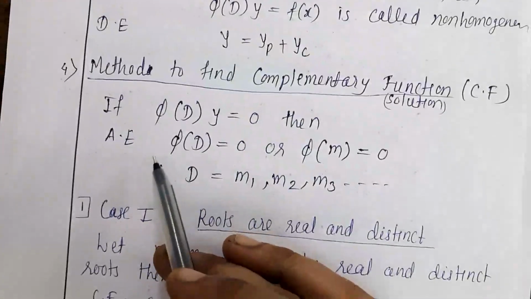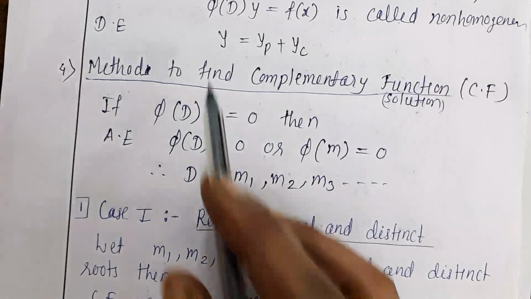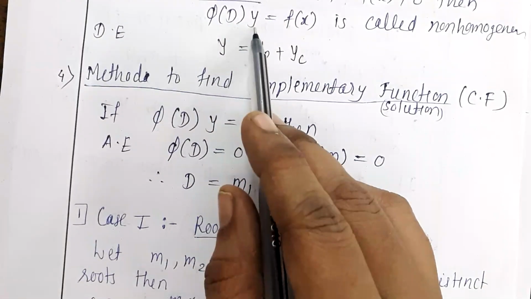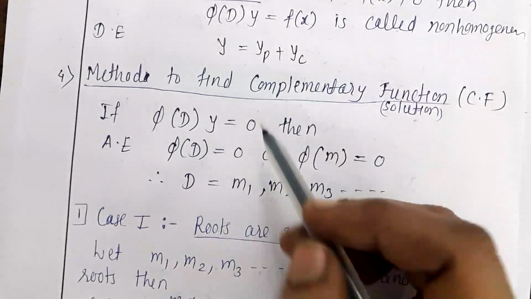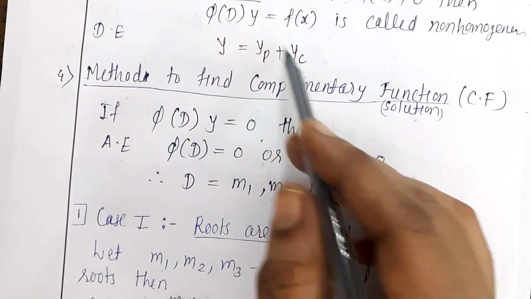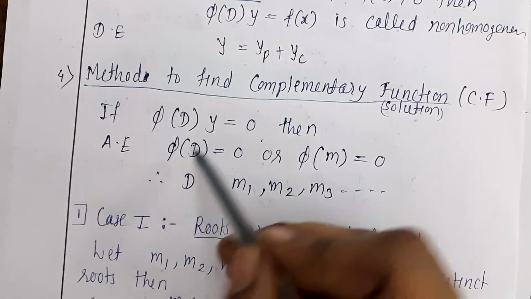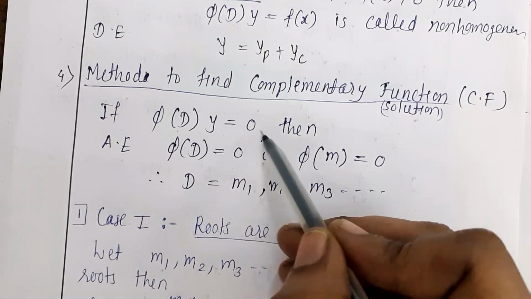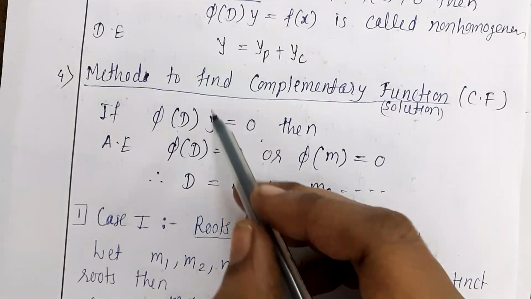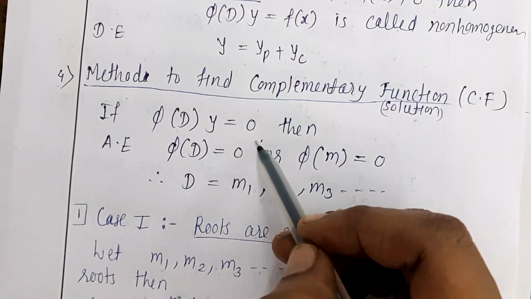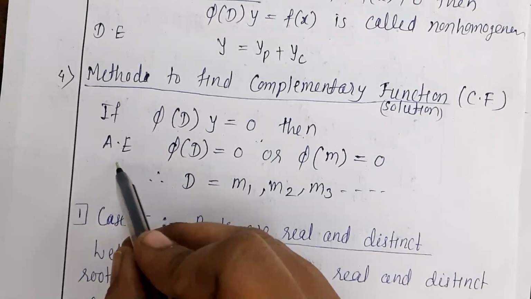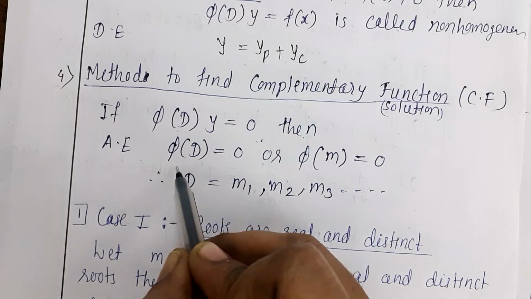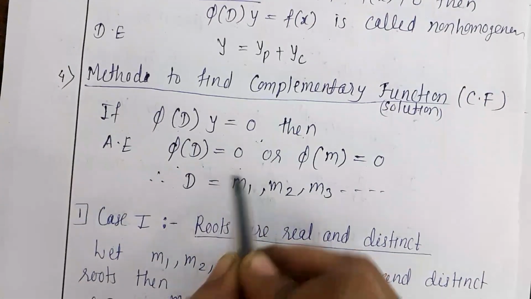So first, phi of d multiplied by y, our general equation, is equal to f of x. Now to find out Cf only, we do not consider this right hand side. So we put this phi of d multiplied by y is equal to 0. We equate this left hand side to 0. Then we get the auxiliary equation. The auxiliary equation is phi of d is equal to 0.